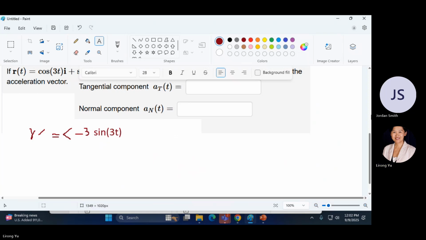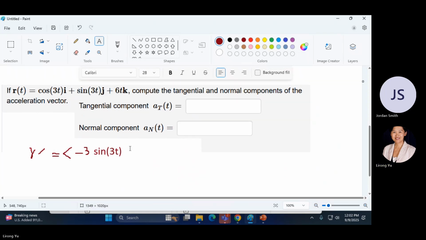And then the next component is the derivative of sine 3t. The derivative of sine is cosine, so there's a chain rule. We have to do 3 cosine 3t. The last component is 6t, and the derivative of 6t is 6.